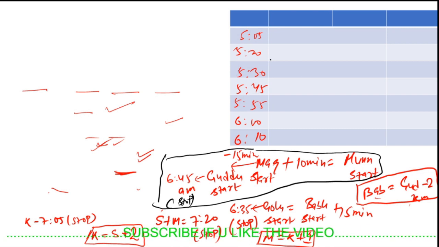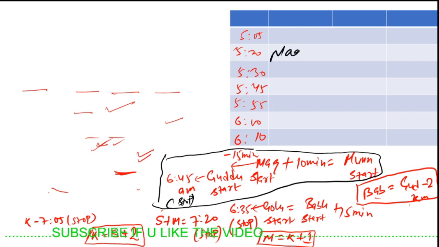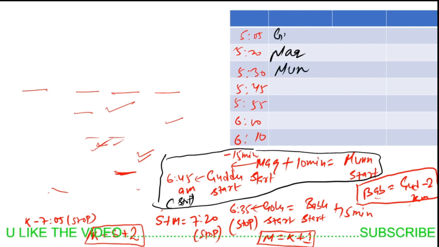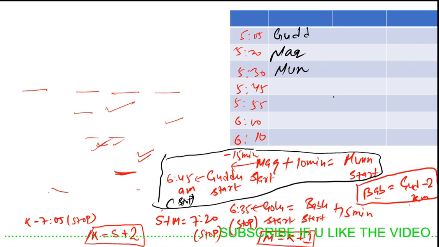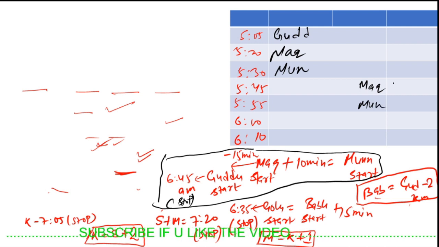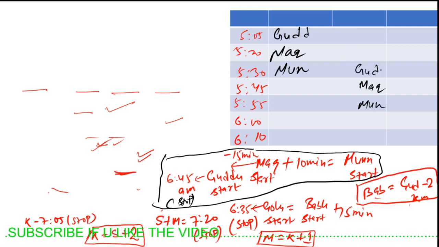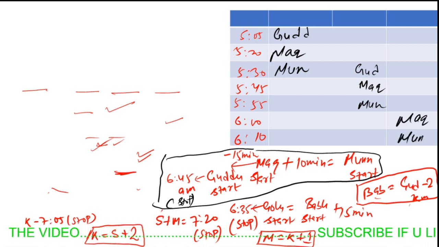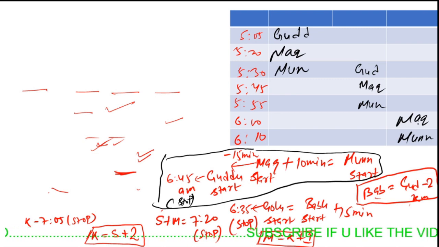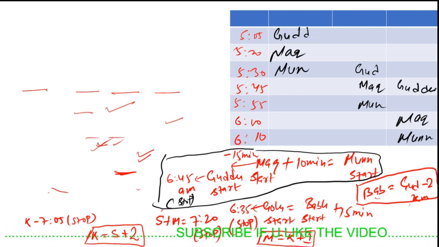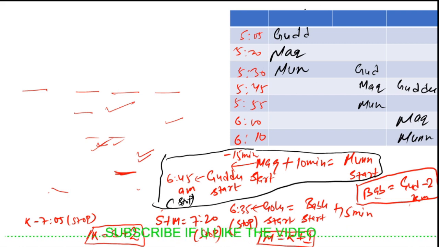Okay, if we place Maqbool here, then Munna would be starting 10 minutes later here, and Guddu will be starting 15 minutes before Maqbool, here. We can get one more possibility, that Maqbool could start here, and then Munna will start here, and Guddu will start here. We will be getting a case 3 also, where Maqbool will be starting at 6 o'clock, then Munna will be starting 10 minutes later, and then Guddu will be starting 15 minutes before Maqbool, here. Okay, now we have three cases in our hand, 1, 2 and 3.